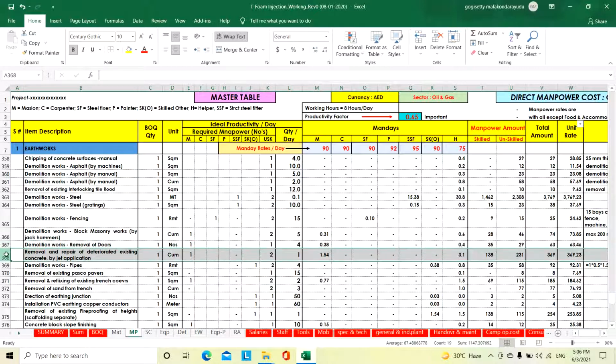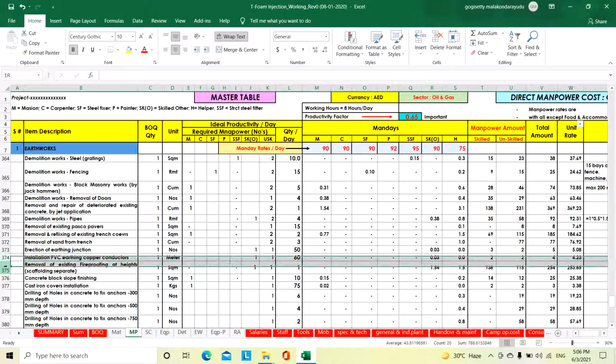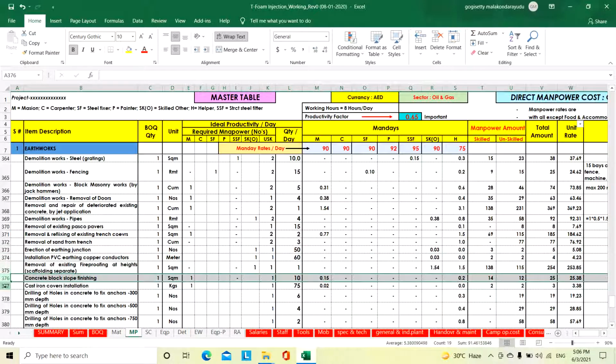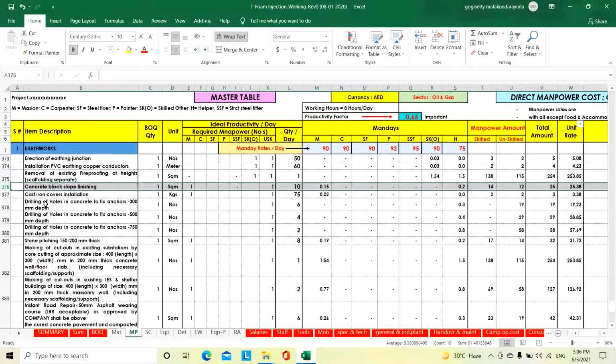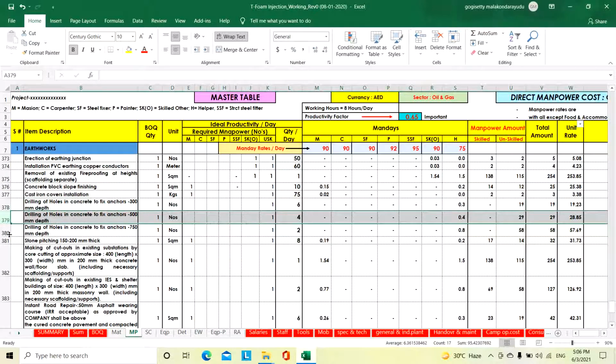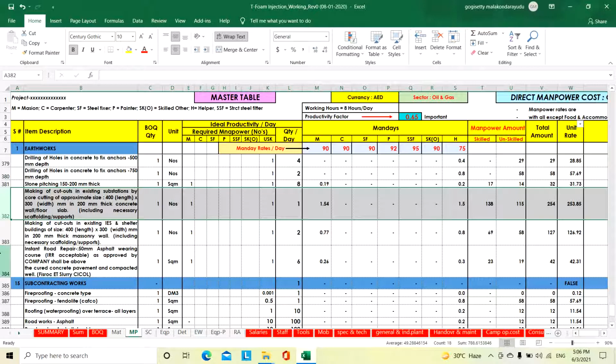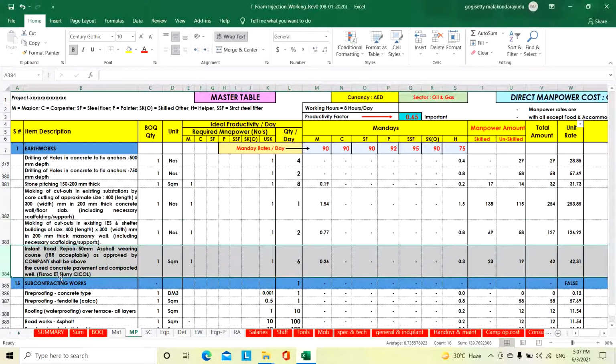deteriorated existing concrete by jet application, pipes demolition, existing Pasco pavers, meaning interlocking tile pavers, removal and refixing of the existing trench covers, removal of sand from the existing trench, erection of the earthing junction, earthing copper conductor, removal of existing fireproofing, the cast iron cover installation, concrete block slope finishing, drilling of holes in concrete to fix anchors 300 mm deep, 500 mm deep, 750 mm deep, stone pitching, making of cutouts in existing substation buildings, instant road repair works like fast rock, ET slurry, sickle type material.